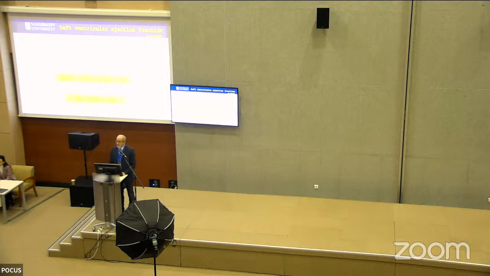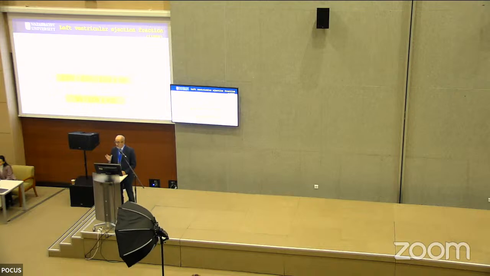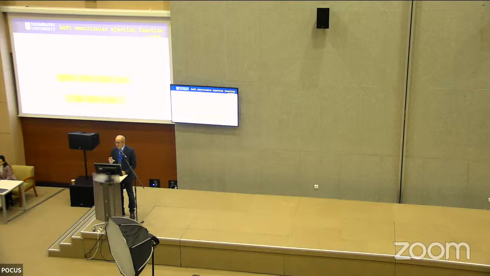So what is the left ventricular ejection fraction, this magic number? Everybody wants to have an ejection fraction of more than 50, more than 55%, and it actually is the percentage of the blood that is pumped by the left ventricle with each contraction. So it's the ratio between the stroke volume and the end diastolic volume, multiplied by 100. And the stroke volume is simply the difference between end diastolic and end systolic volume.